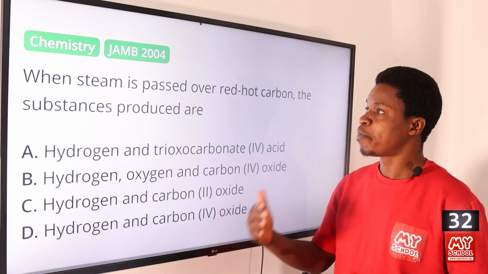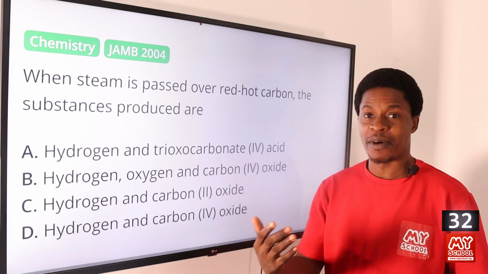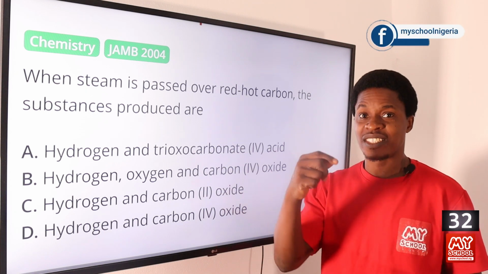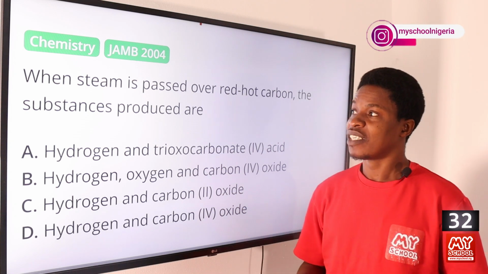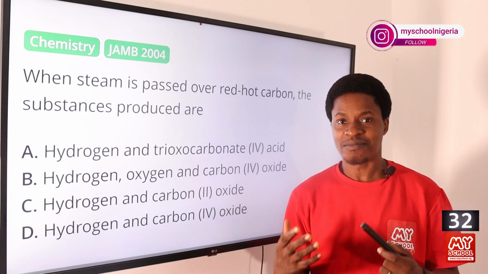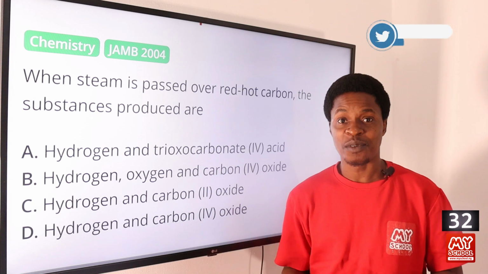When steam is passed over red hot carbon, when we talk about steam, we are talking about H2O, that's your water, but in gaseous state. When steam is passed over red hot carbon, the substances produced are what? As a chemist, you can actually write that chemical equation.